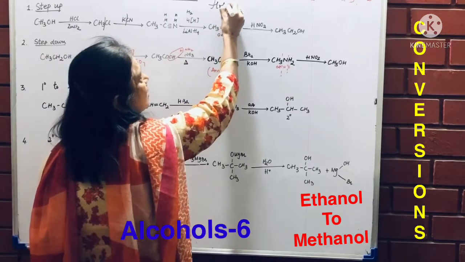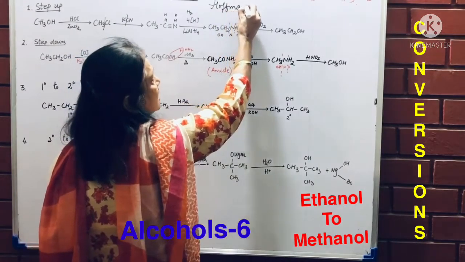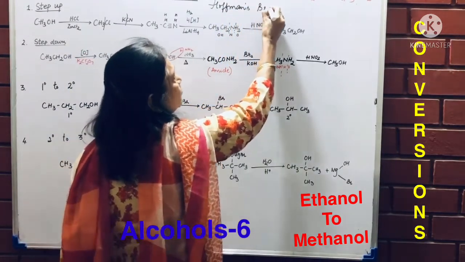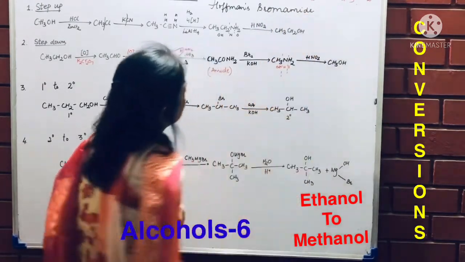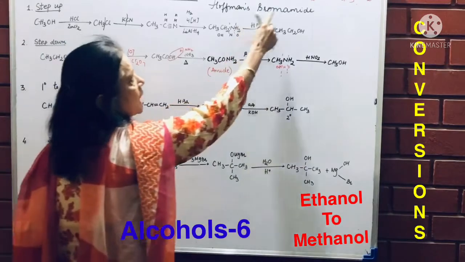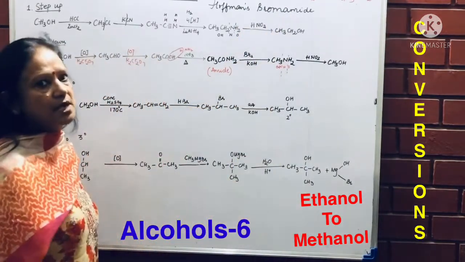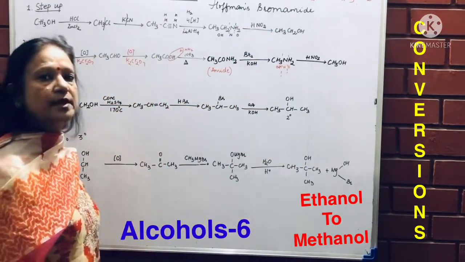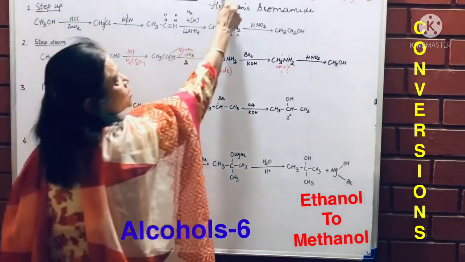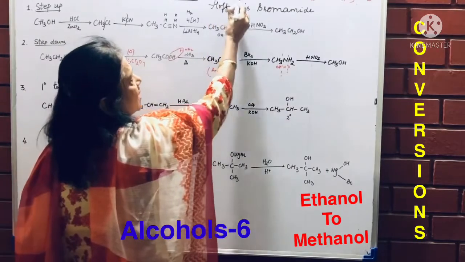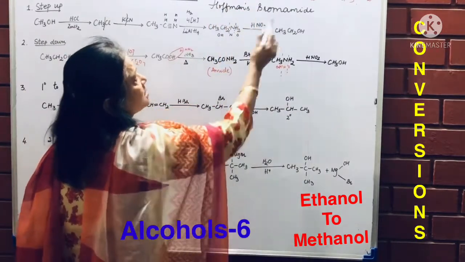Hoffmann-Bromamide reaction. Hoffmann is the name of the scientist. So remember that I am using bromine, I am using amide, and the reaction's name is Hoffmann-Bromamide reaction, which steps down the reaction. So this is actually the complete reaction. Amide plus bromine plus KOH.